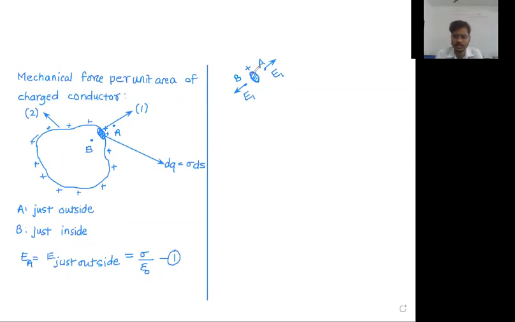There is a very small charge dq. At a distance very close to it, on the right hand side there is point A and on the left hand side there is point B. So these are the values of electric fields. Values I will take same, but directions I will take opposite. Okay sir, now we are understanding.